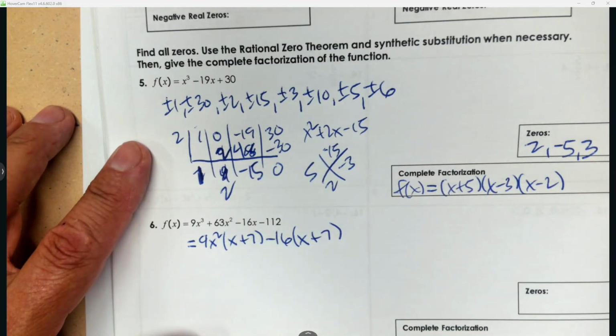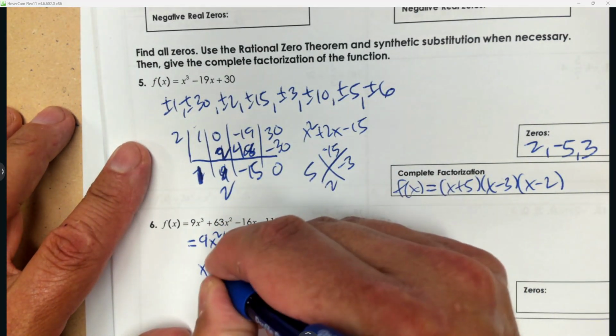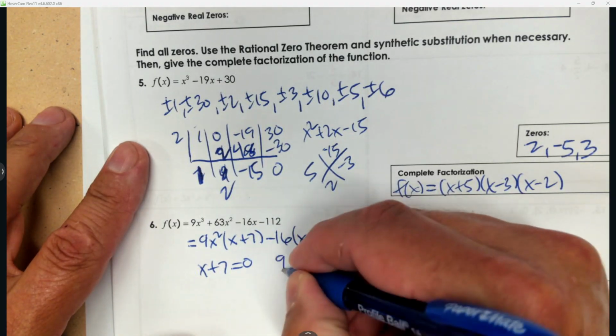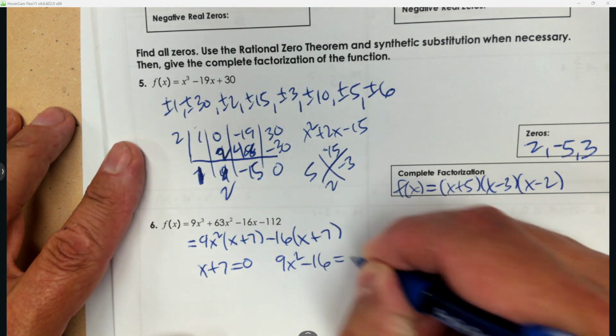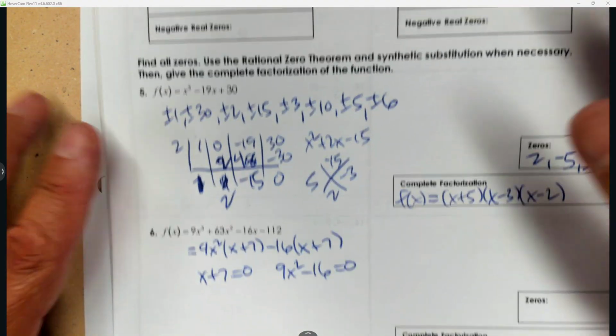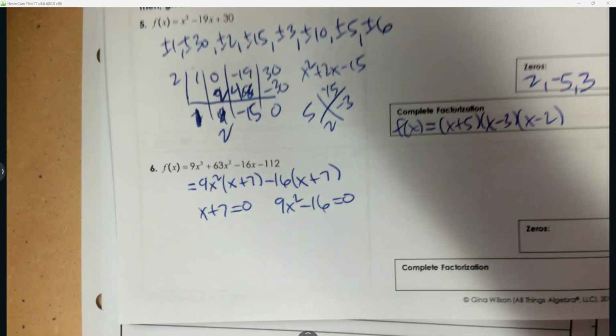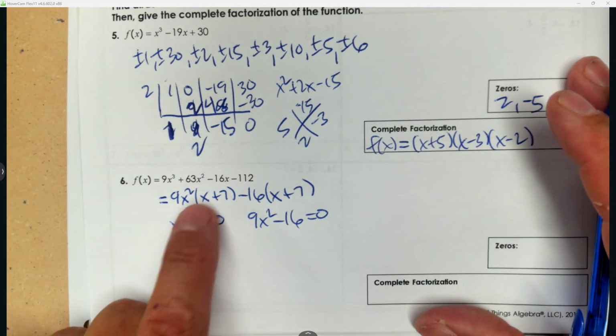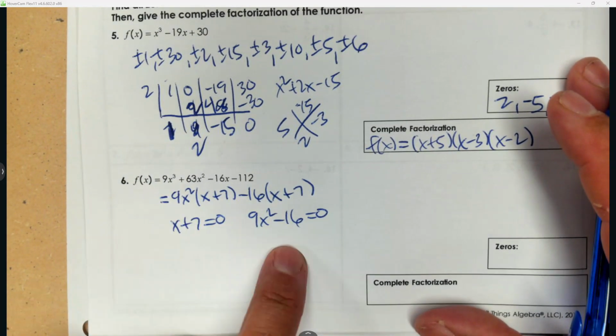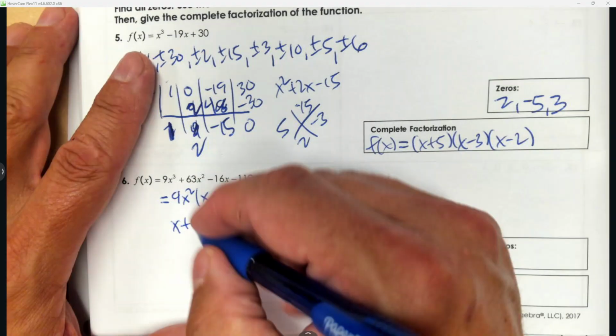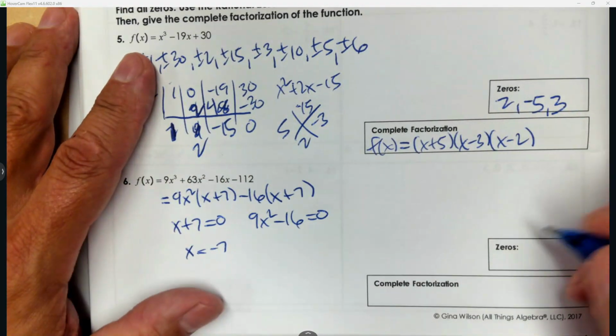So one factor is x plus 7, make it equal to 0. The other factor is x squared subtract 16, make it equal to 0. So we don't need to create a list and divide if we can factor. So I factored it, each factor equal to 0. I'm going to solve it. So I'm going to subtract 7. That's a 0.